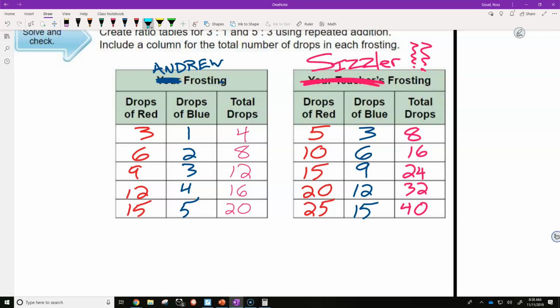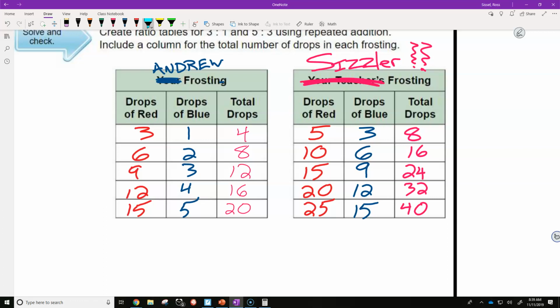Caleb, what is the answer? He said if you take out one of the red, then it's going to take out some of the red. 25 minus 15. Oh, nope, we're not subtracting anything. Zeta? You look at the difference between Andrew and Sizzler's drops of red at the bottom. Oh, 15 and 25? Nope, because I can continue this chart. I can keep going.